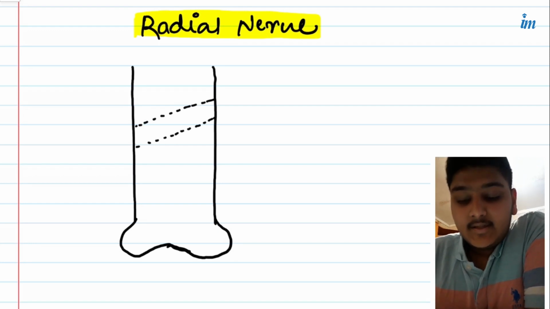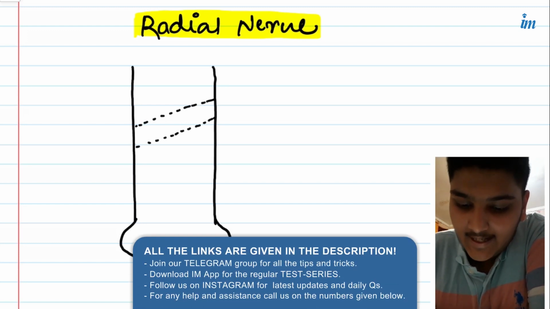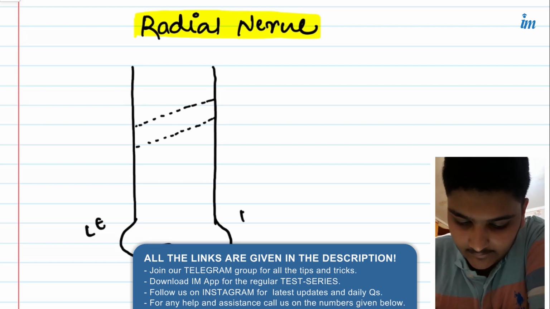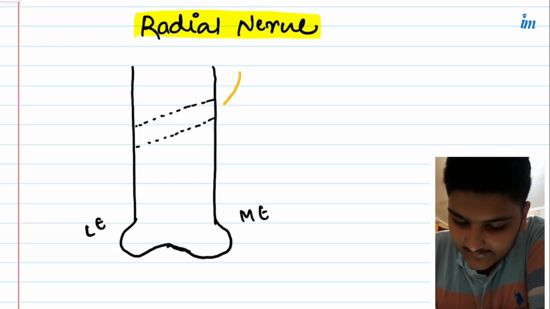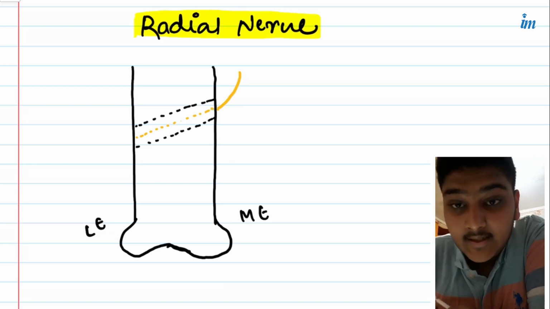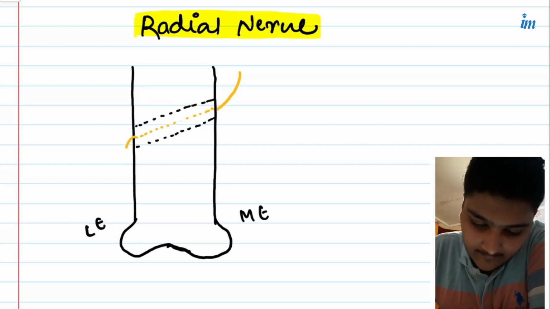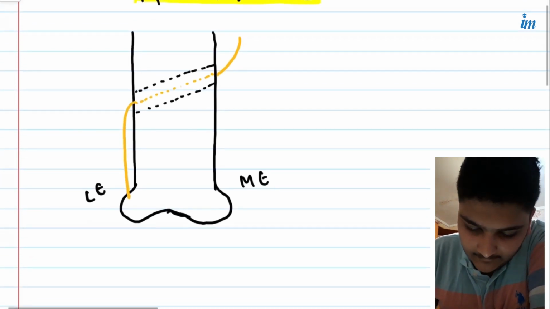Now, let's see the path of the radial nerve. First of all, the radial nerve will start in the axilla. Suppose that this is your humerus with lateral and medial epicondyles. Now, the radial nerve will start in the axilla and cross the spiral groove of your humerus. From here, it will go in front of the lateral epicondyle, and in front of the lateral epicondyle, it will divide into two branches.